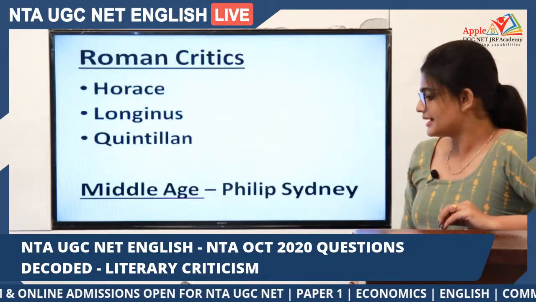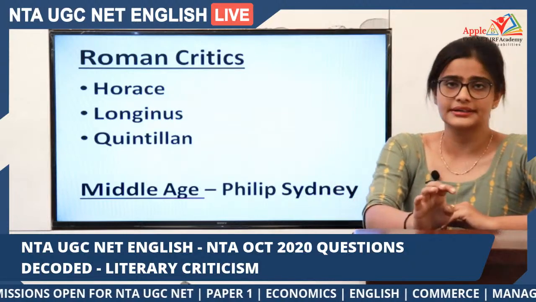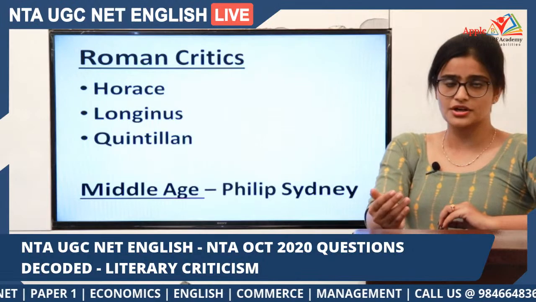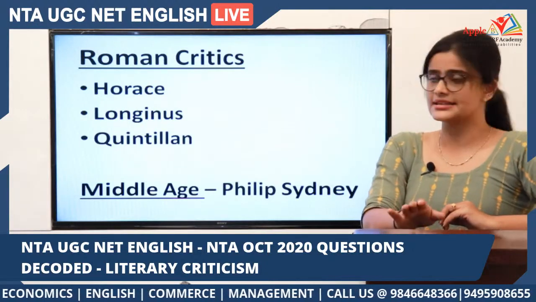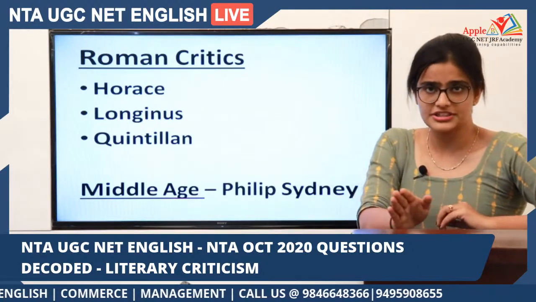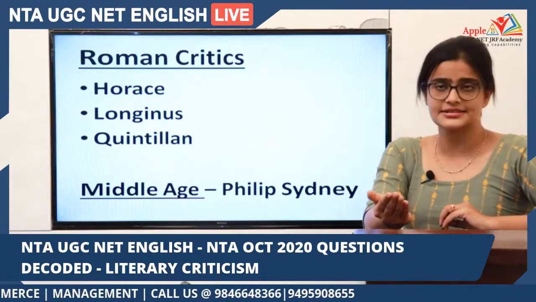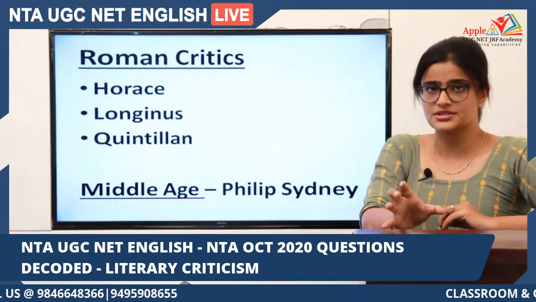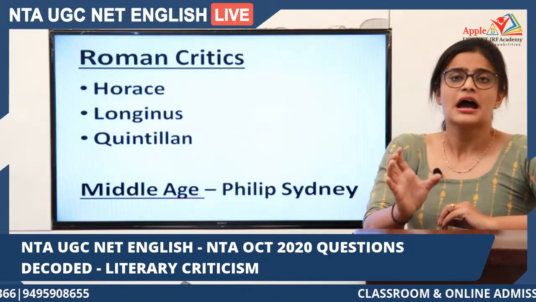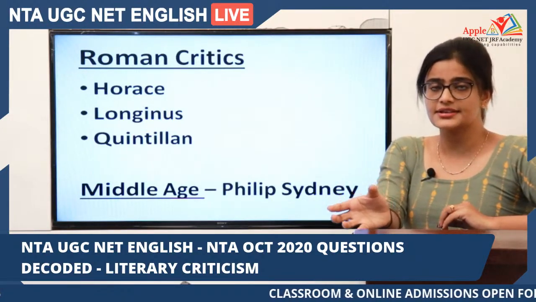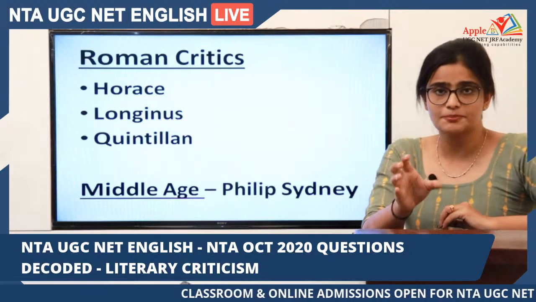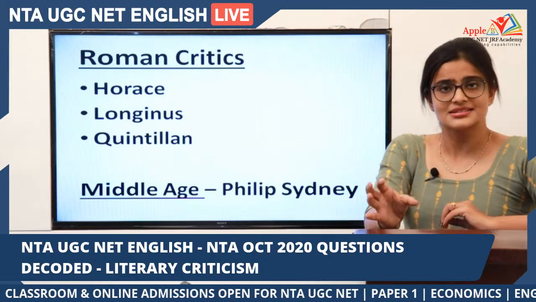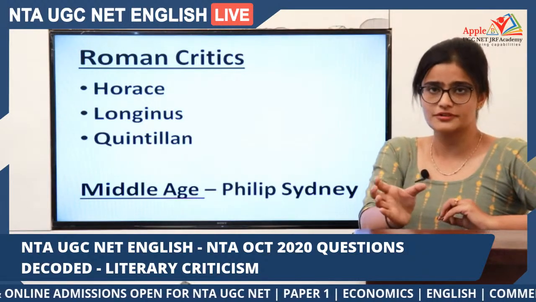Now coming to the next chapter, Roman critics. In Roman critics, you have to look at the works of Horace, Longinus, and Quintilian. At the beginning of this course, we already discussed Horace. While dealing with Horace, give more focus to his work Ars Poetica, how it is divided, and the important points he wants to advocate in it. These are some of the important things to look at from Horace.